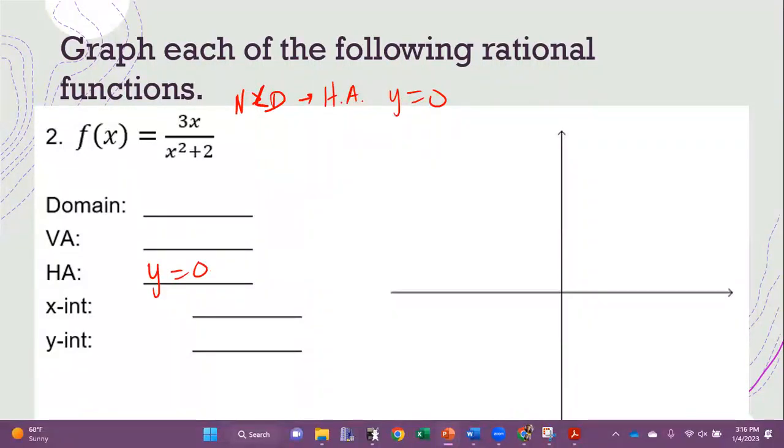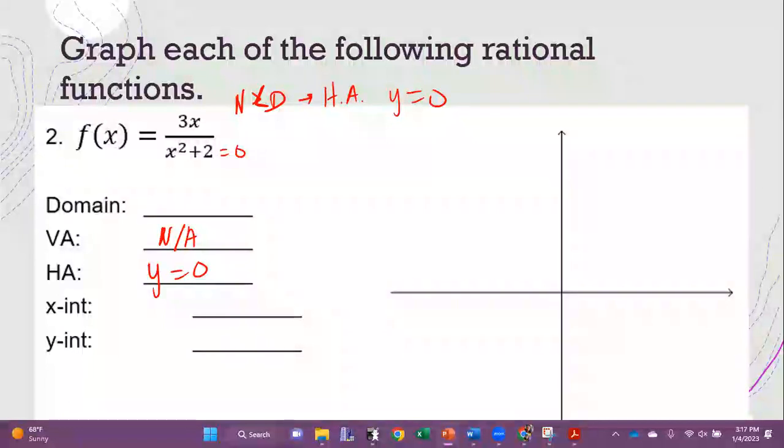Vertical asymptote. Is there one? If I set my denominator equal to 0, would that be possible? No, there's nothing I can plug in that's going to make this equal to 0. So is there a vertical asymptote? No, sorry, Bob, there isn't. In case you were wondering.